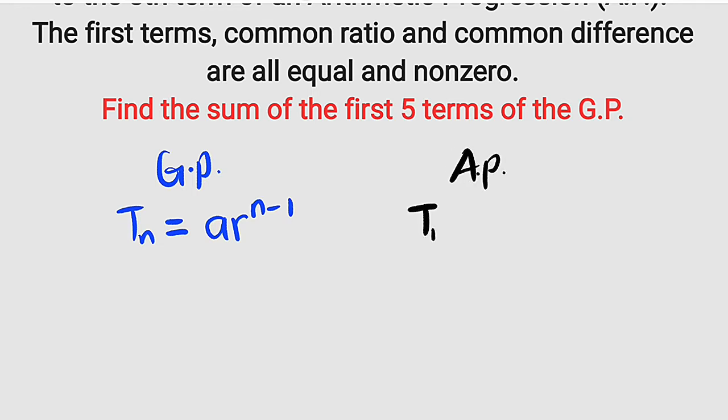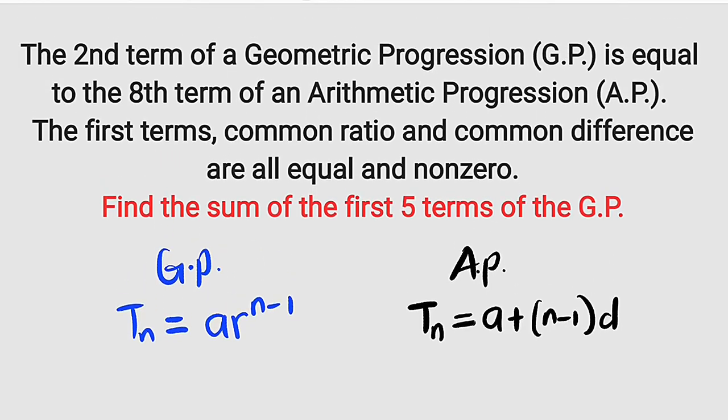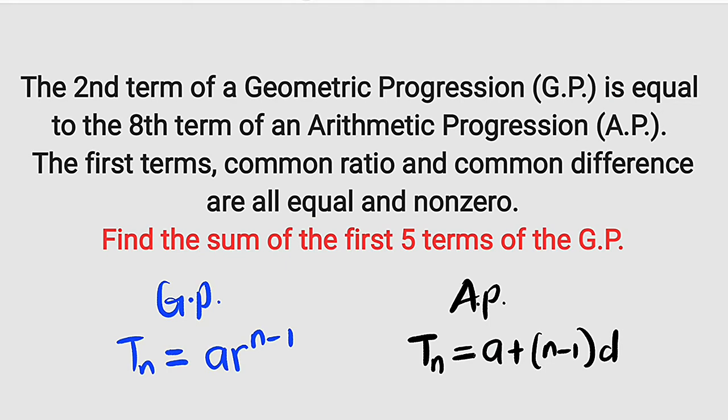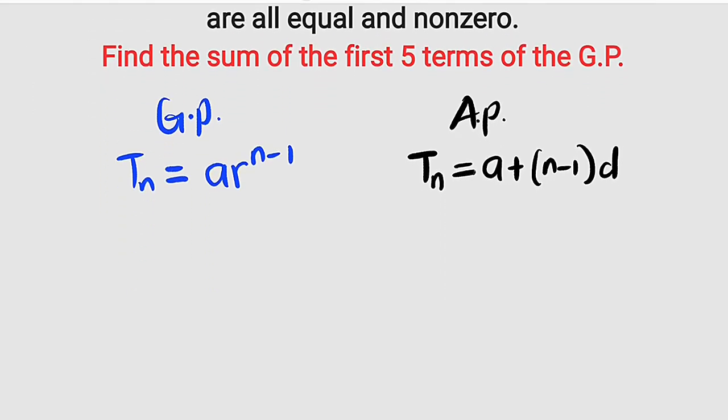every time you take Tn is the same thing as A plus n minus 1 multiplied by D, for which A is the first term, n is the nth term or number of terms, and D is that constant common difference. But according to the question, it stated that the second term of GP is equal to the 8th term of the arithmetic progression sequence.